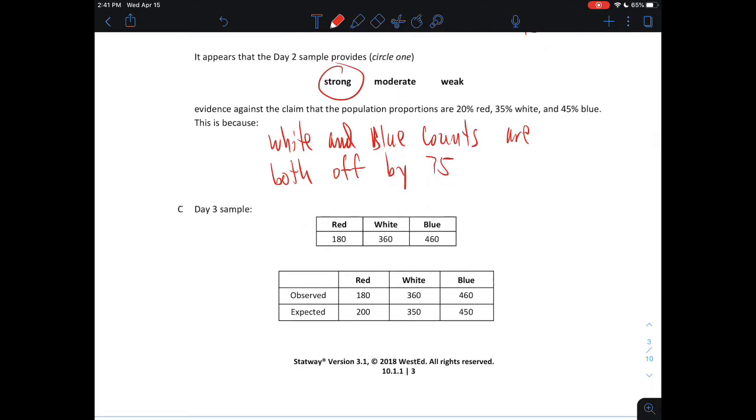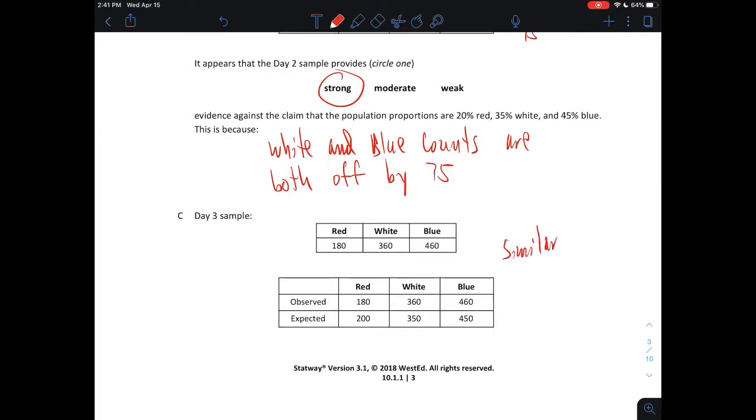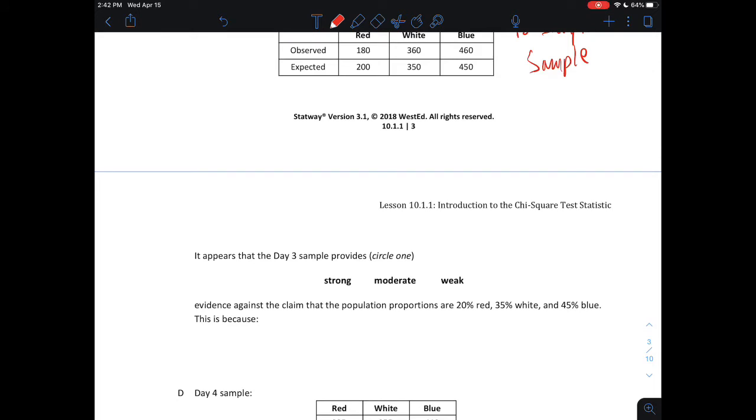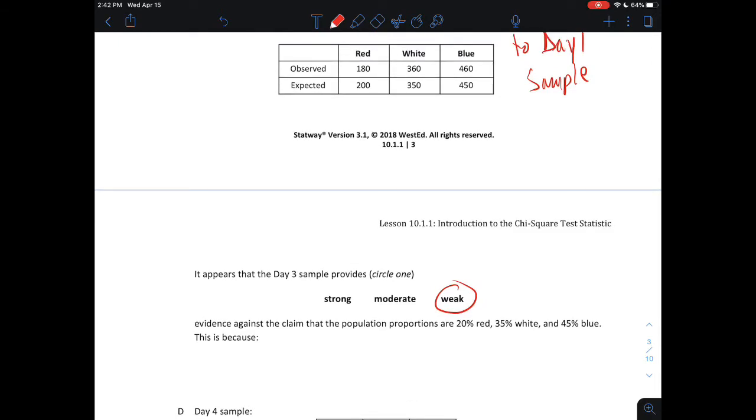All right, now part C. Here's a third sample, day 3 sample. The red is 180, the white is 460, and the blue is 460. So here notice that the red is off by 20 between the observed and expected, but the white and the blue, those are both off by 10. This is similar to the day 1 sample, right? Where we had one color was off by 20, but the other two were off by 10. So we would probably say the same thing as we said then. This seems to be weak evidence against the claim that the population proportions should be 20% red, 35% white, and 45% blue. And the reason why that we would say is, again, sort of like what we said for day 1.